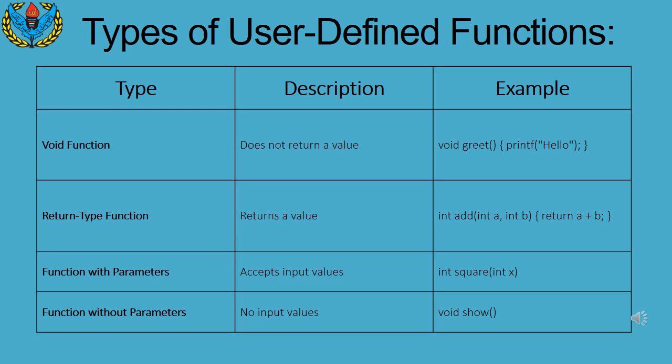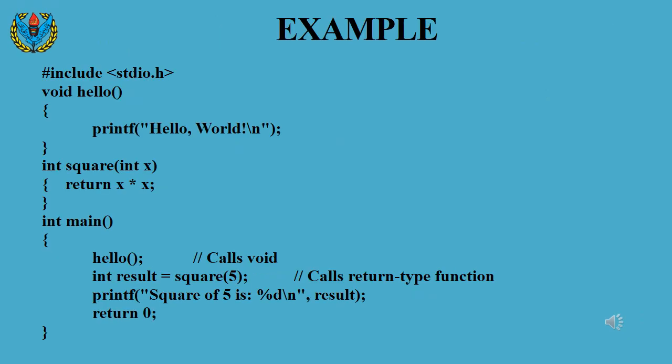Number 3 is functions with parameters, which accept input values, for example integer square with integer x. And number 4 is functions without parameters, which take no input values and only show the output, for example void show. Here we have the same example for review, which prints hello world and the square of 5.